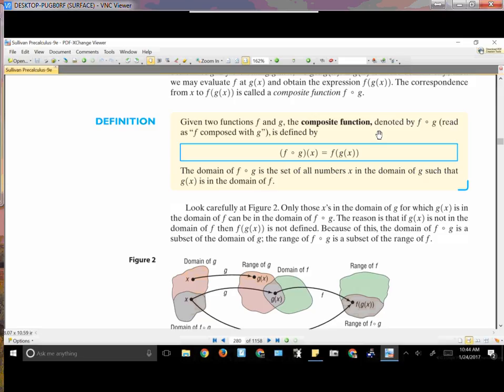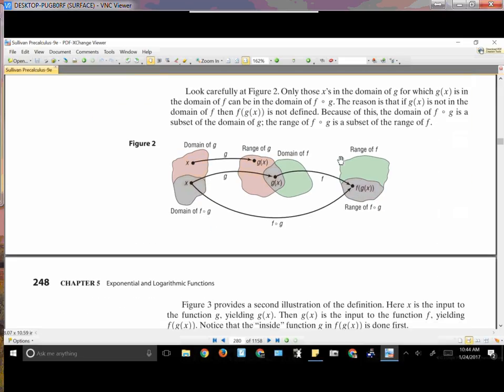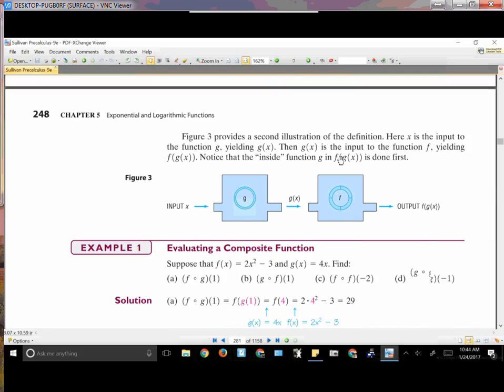So, I highly recommend that whenever you are going through and doing this, you write your compositions in this function format. Because F composed with G means that we do the G function first, get whatever that is, then put that into the F function. That's how this goes. We'll talk about domains as we get through these things.